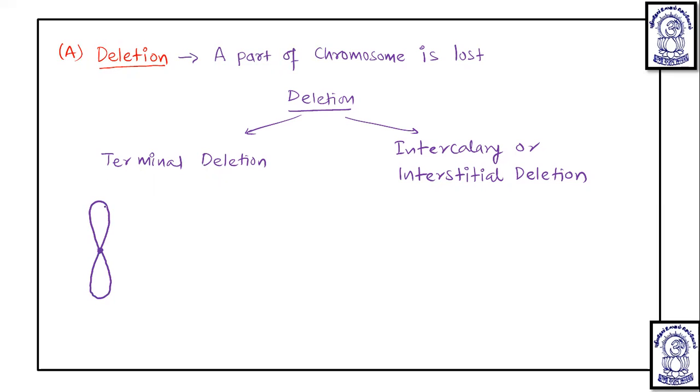Suppose this is a chromosome with a single chromatid. On this, suppose the genes are present like this: A, B, C, D, E, F. And this terminal part is removed, suppose these A and B genes are removed, then the chromosome will look like this.